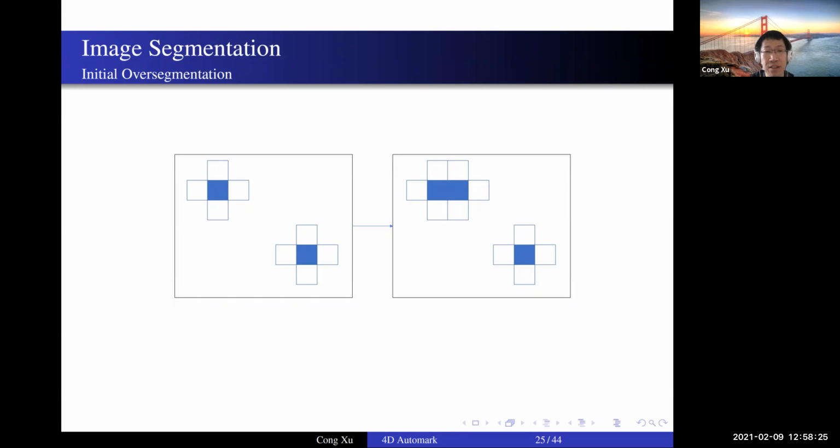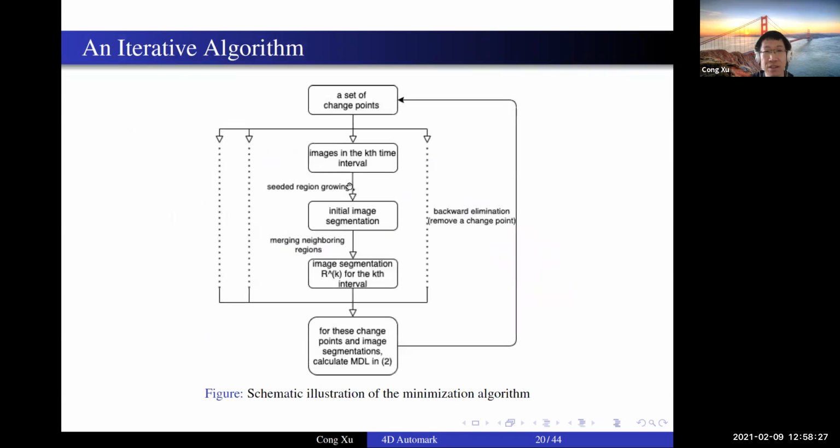But still, the whole algorithm is composed of many different parts, right? We used this image segmentation method to do this part, and we used the backward elimination to help us find the change points. So maybe we can improve one part by some methods or modify the other part, which might make it more efficient. I'm not sure about that.